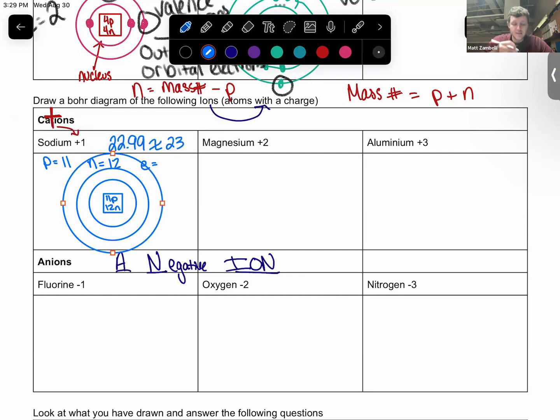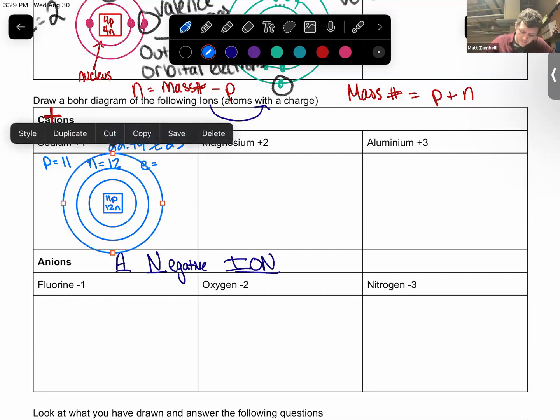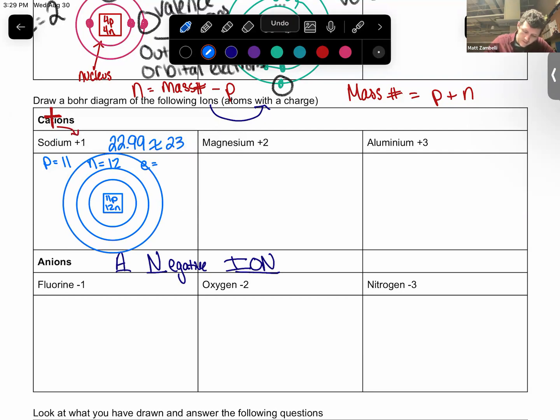Okay, so I'm going to put my first 2 electrons on the first ring. And then it's full. My second ring can have up to 8. So then 1, 2, 3, 4, 5, 6, 7, 8. Remember, originally our electrons should be 11, which means we need 1 more on our 3rd ring.